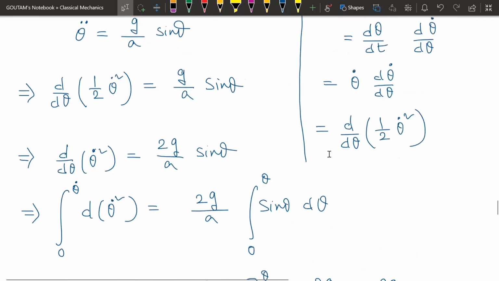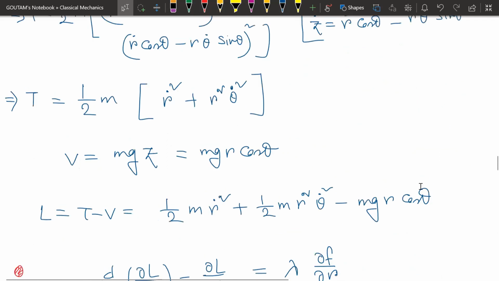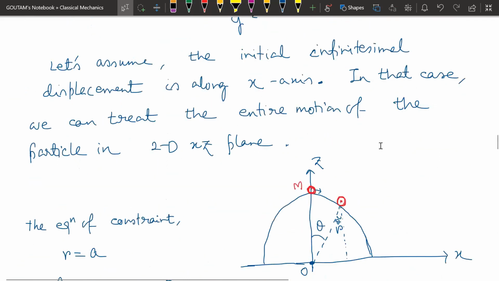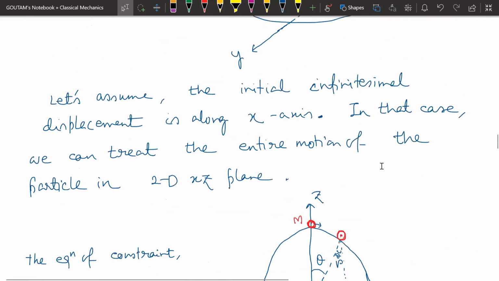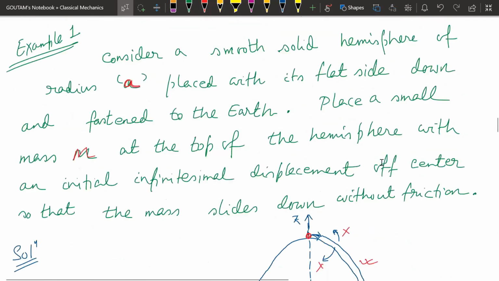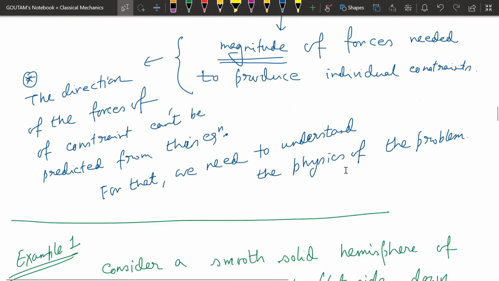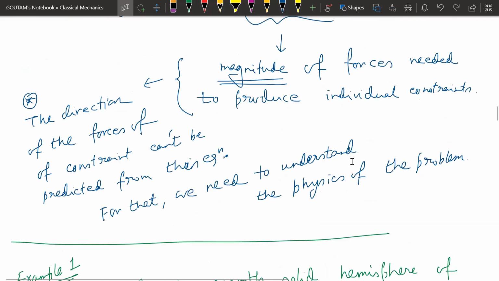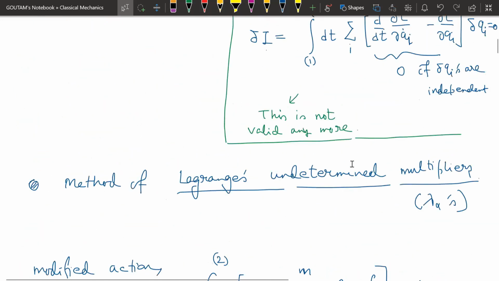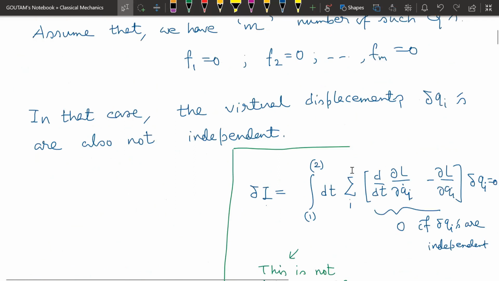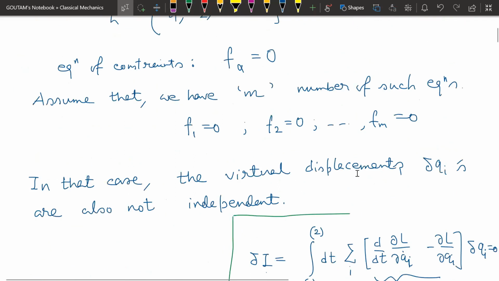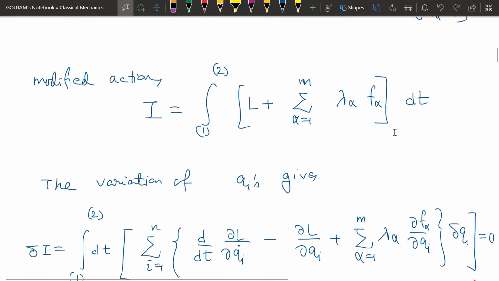It's a very interesting problem we did with Lagrange's equations of motion. We can also do it in Newtonian mechanics. In the next class also, we will do some more problems with Lagrange's equation of motion along with the constraint.